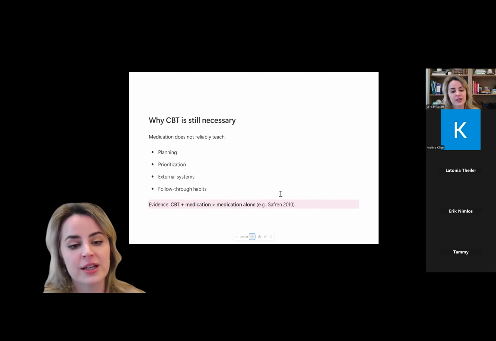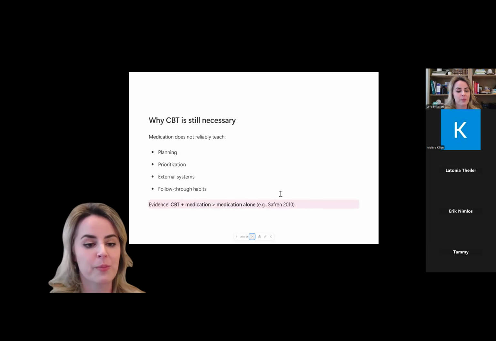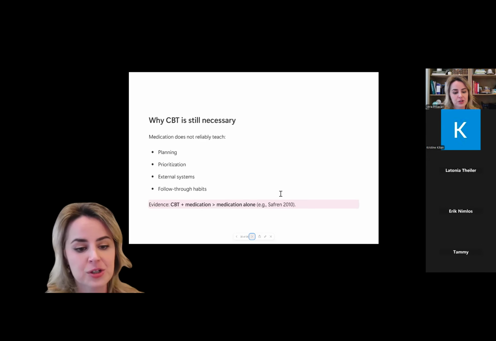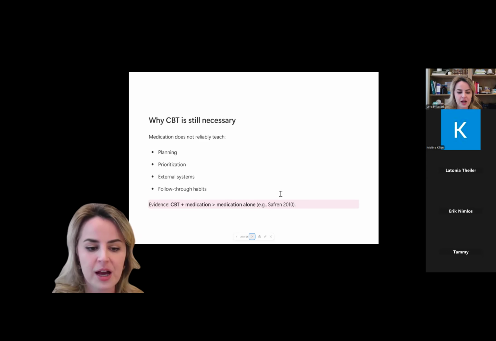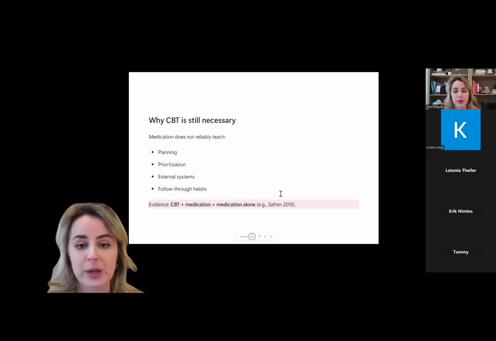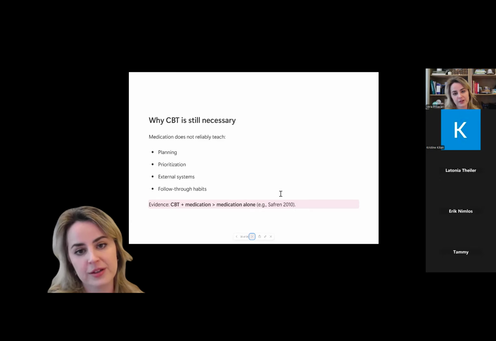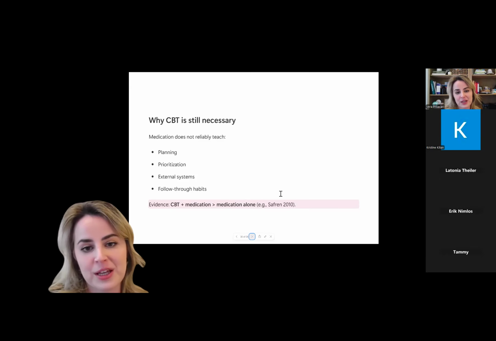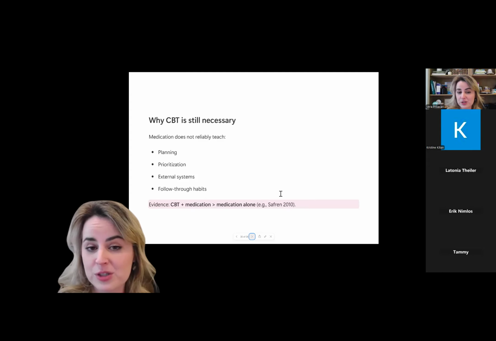Because medication does not reliably teach how to manage your time, how to plan, how to prioritize your to-do list, how to create those external systems, like, right, the external brain, how to create follow-through habits. So, my clients, my patients that are doing better with medications still come in and tell me, I still struggle with dot dot dot.